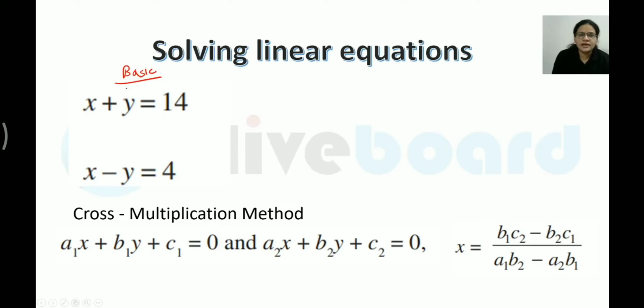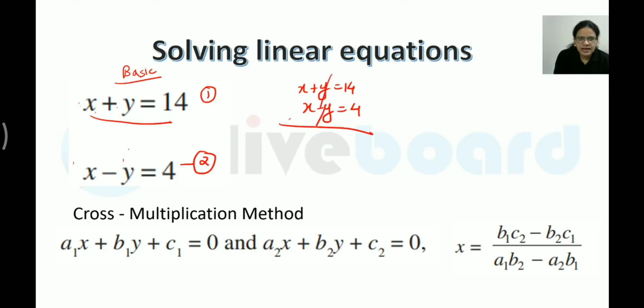Now using the basic way, how do we solve it? This is your first equation: x plus y is equal to 14. This is my second equation: x minus y is equal to 4. Now when I want the answer, either I have to cancel y or I have to cancel x. So you have to observe both of the coefficients. Now if you observe, if I add both of these equations, y would be automatically cancelled. What will you get? This will become 2x is equal to 14 plus 4, 18. What are you getting? x equal to 9.